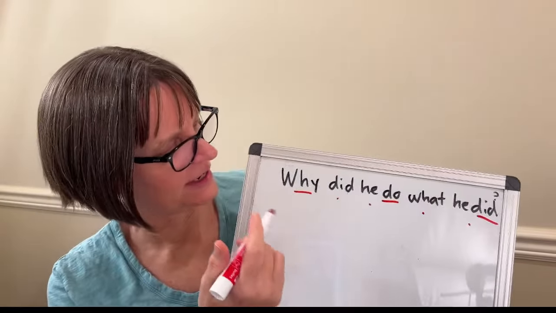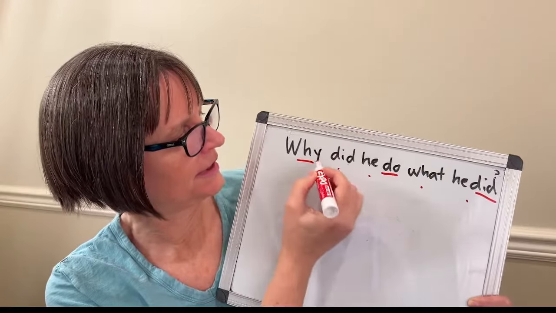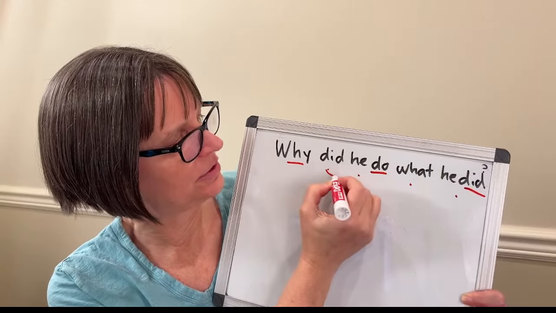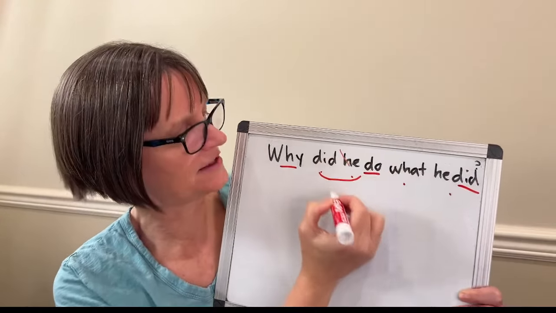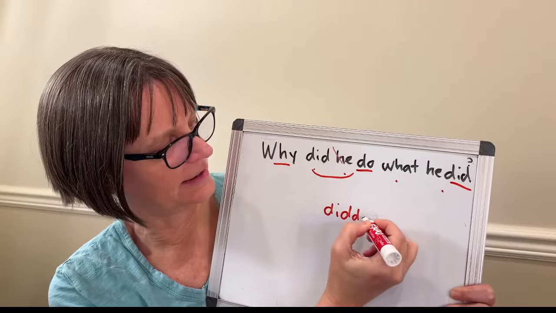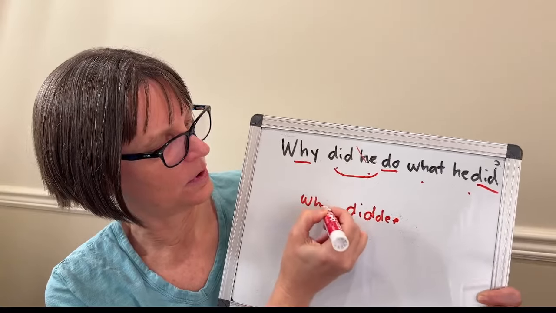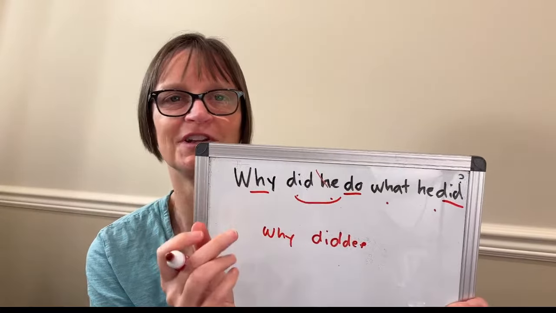How do they change? In "why did he do," "did he do" all runs together, and we lose the H of "he." So it ends up sounding like "did-e." Why did he? So, why did he do what he did? Do gets stressed. It's going to be stretched and not changed.